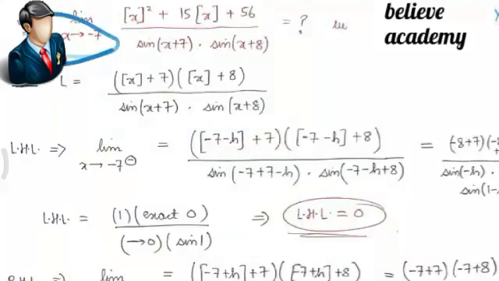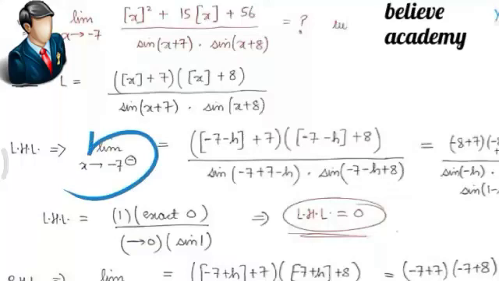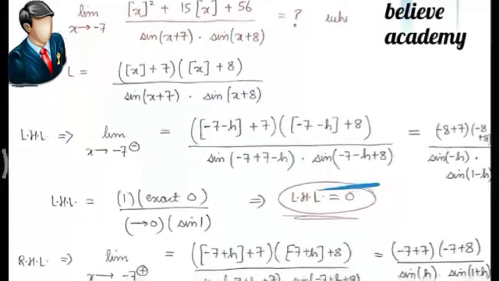So first of all, look at the left hand limit. Left hand limit basically implies minus 7 minus h. So put that here, we get the value as greatest integer function of minus 7 minus h plus 7 into greatest integer function of minus 7 minus h plus 8, whole upon sine of minus 7 minus h plus 7. Similarly here also we have written sine of minus 7 minus h plus 8.